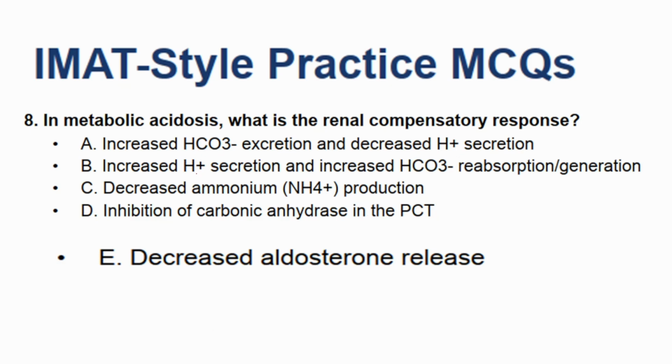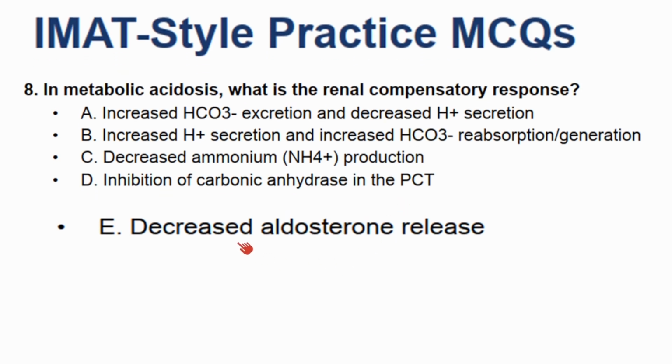Option B is increased proton secretion and increased bicarbonate reabsorption or generation. Option C is decreased ammonium production. Option D is inhibition of carbonic anhydrase in the PCT, and option E is decreased aldosterone release. Now, to solve this, let's ponder how the kidney plays a definitive role in long-term acid-base compensation by adjusting the excretion of hydrogen ions and the reabsorption of bicarbonate ions.